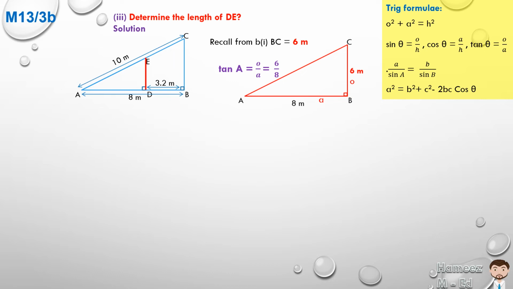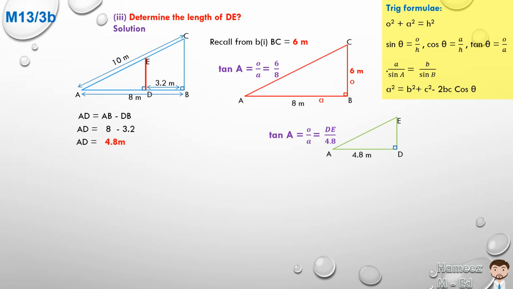Similarly, if we extract the smaller triangle, let's redraw that, ADE, and we find tan A, it's the same as above. Tan A is opposite over adjacent. And what is our opposite? DE, which is unknown, and our adjacent is AB, which is 4.8.